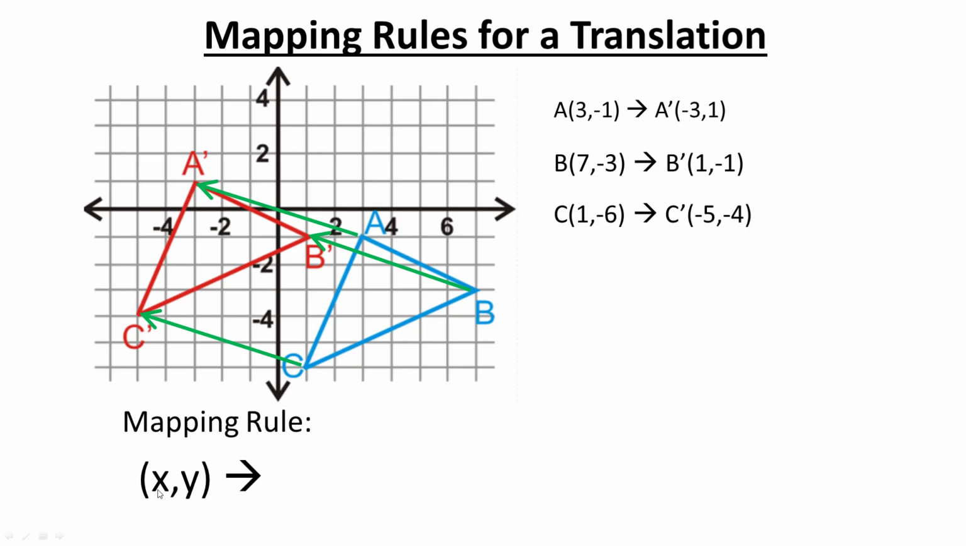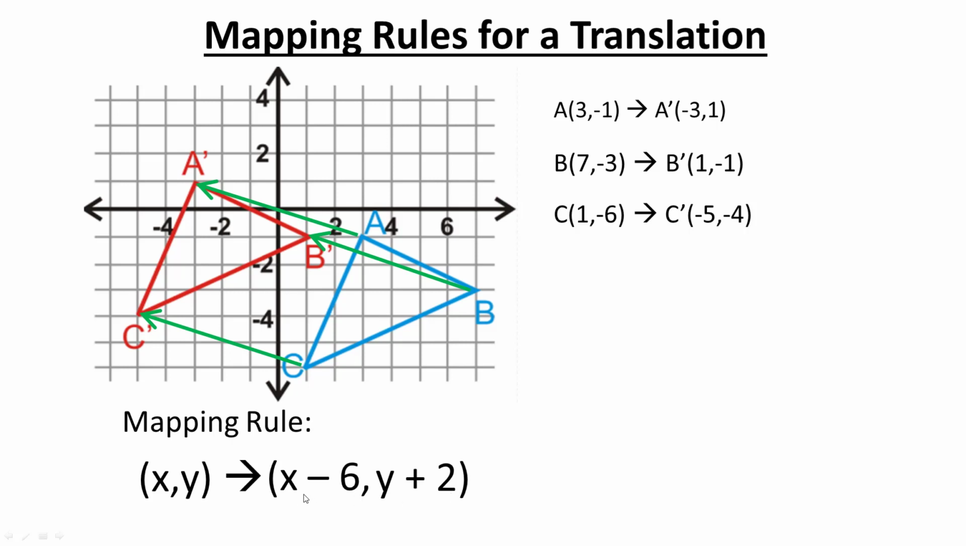And because all the x's had 6 subtracted from them, for the x part over here, I write x minus 6. So x is the original first number, so we're going to subtract 6 from it to get the new image's x coordinate. All the y's were increased by 2. We added 2 to them because it went up 2. So we have a y here, so over here we put y plus 2. So that's what the mapping rule looks like.